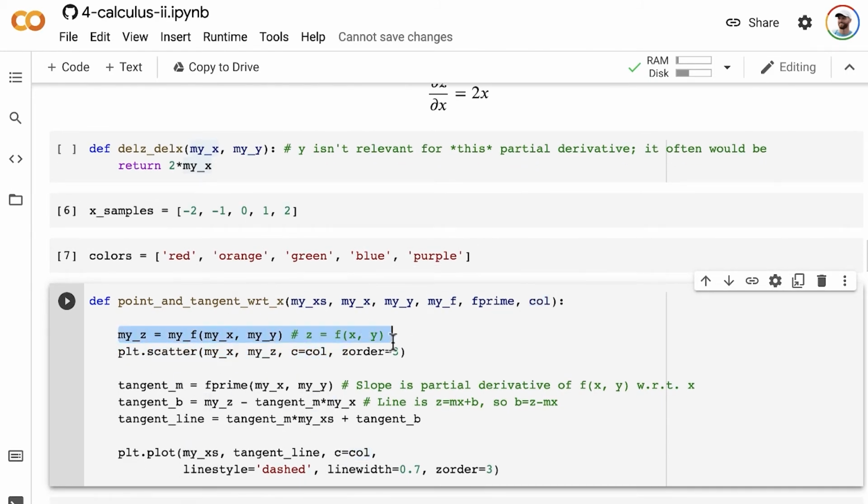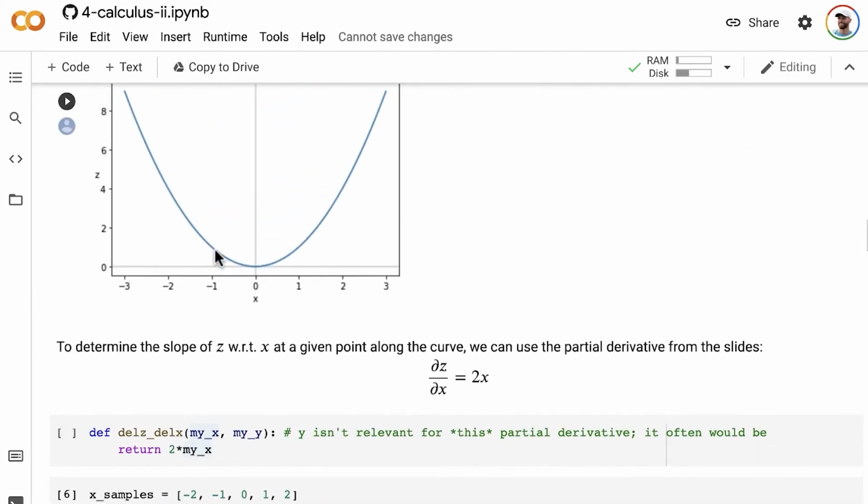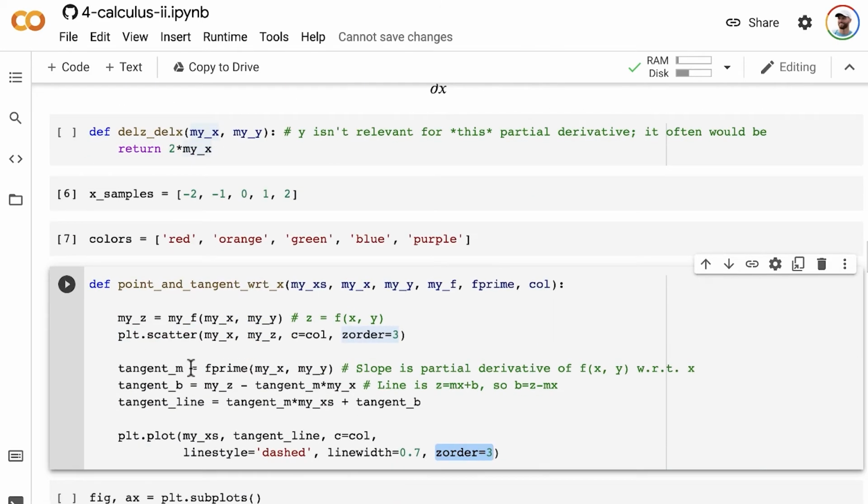So the first line of code here is to calculate z as a function of x and y. So x could be -2, while y, remember, is fixed at 0. And then we'll plot out that point. So now that we have the z value, we can plot it out. So we'll have the coordinates, the x and z coordinates that we need, as well as our specific color. And then this argument here is just to have the point, as well as the tangent line later on, be laid on top of the kind of curve that we're going to have in the background. So that's just a cosmetic thing.